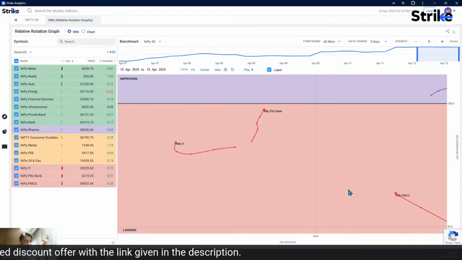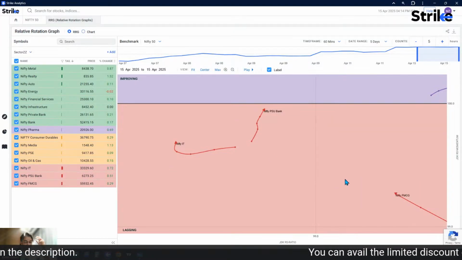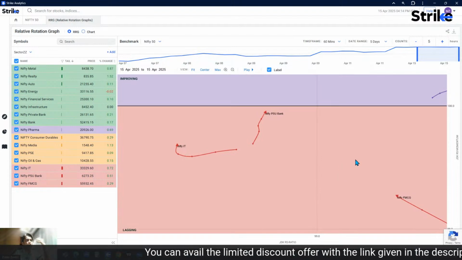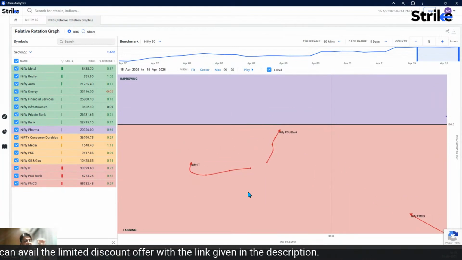So if tomorrow, for the first half an hour, these three sectors have strong momentum, and if the overall market is also bullish, if Nifty is also bullish, then probably I would also look at these stocks. All right, and then maybe combine it with technical analysis.